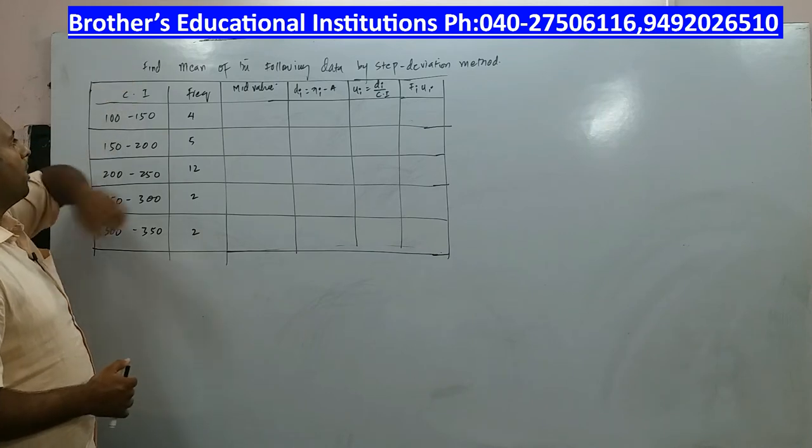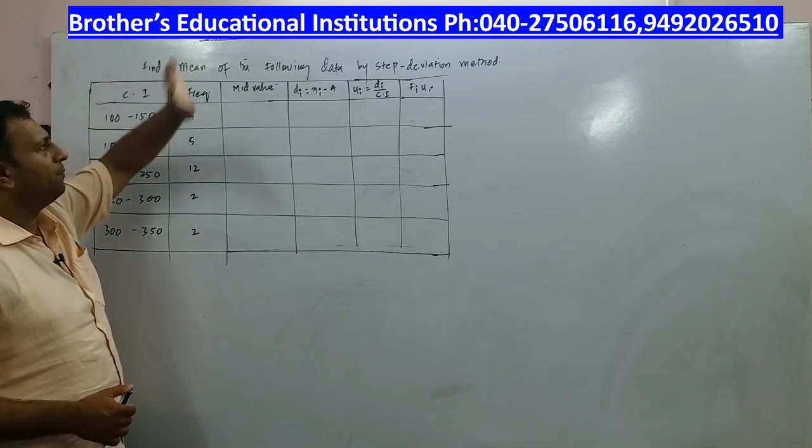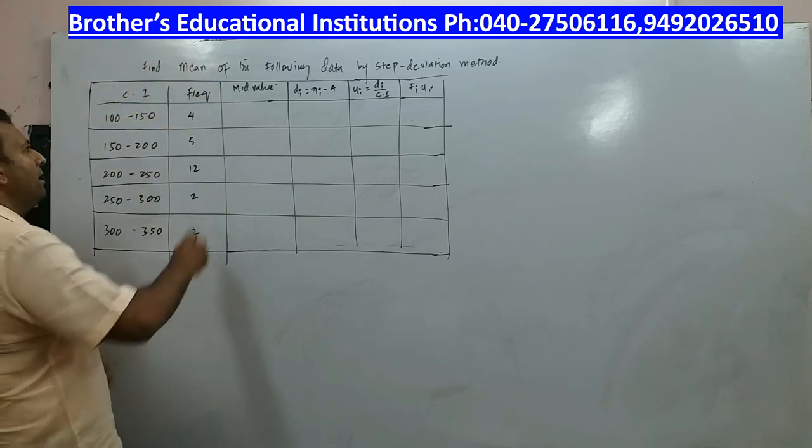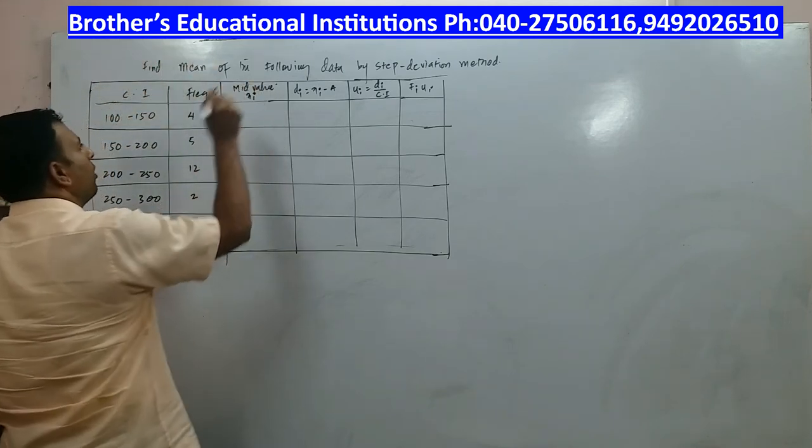So you have a problem in front of you, and you can note down this problem. Class interval and frequency are given to you, and in every problem related to mean, mid value is mandatory. So these columns are mandatory. I call this mid value.